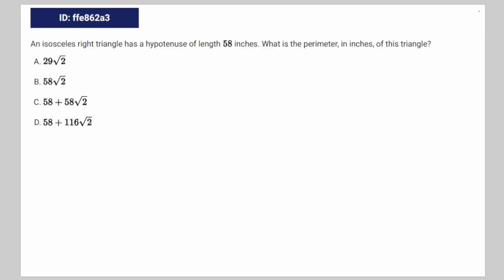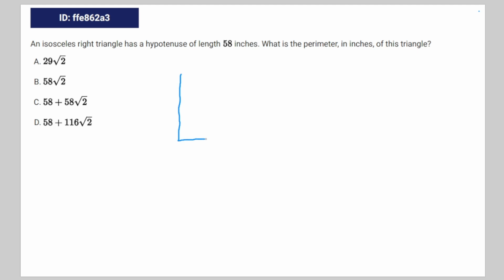And for this next question, we're going to be tackling an isosceles right triangle. An isosceles right triangle is a really big word, but it's actually quite a simple concept when you get down into the nitty-gritty. Anyways, an isosceles right triangle has a hypotenuse of the length of 58 inches. What is the perimeter in inches of this triangle?